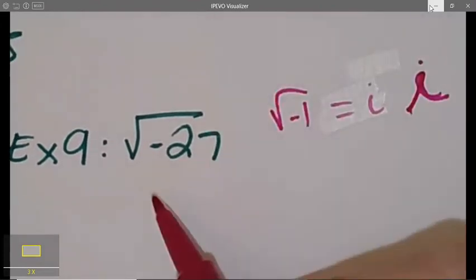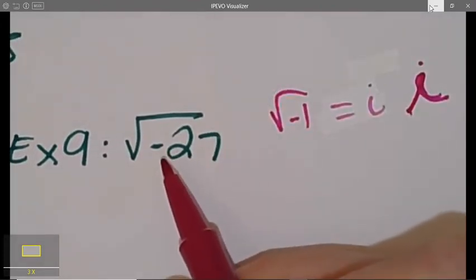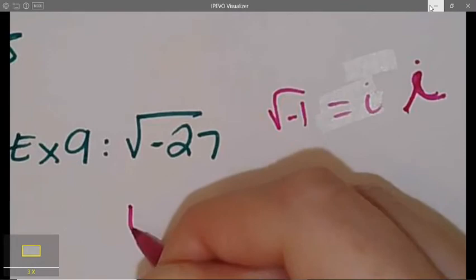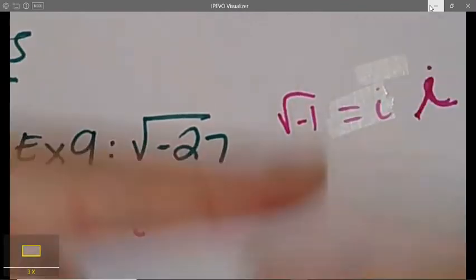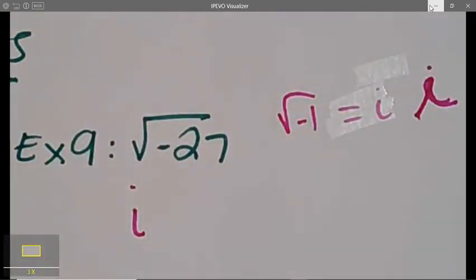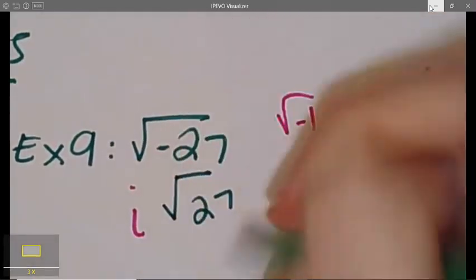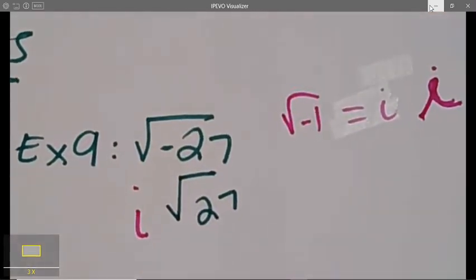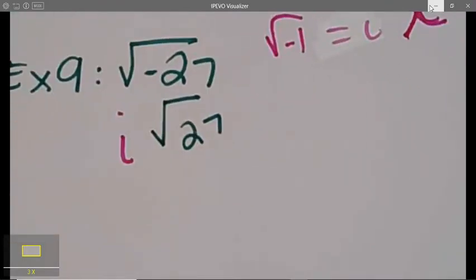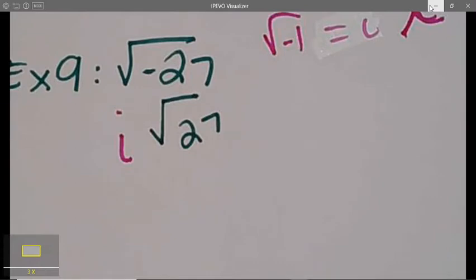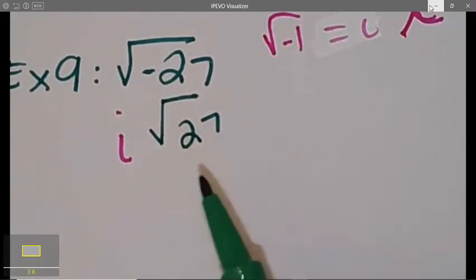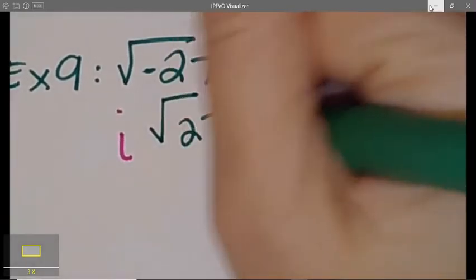Alright, so the shortcut: whenever you spot a negative under a square root, an i will hop out and it will transform that -27 into a positive 27. Okay? And then all I've got to do is deal with this square root of 27, and at the very end, I just need to put the i with my final answer.